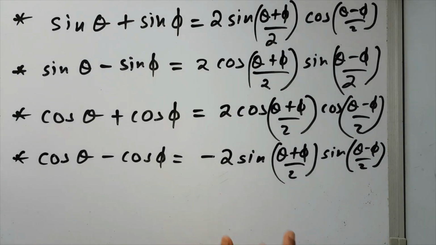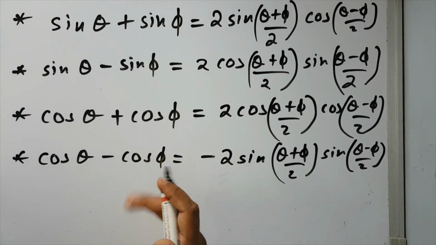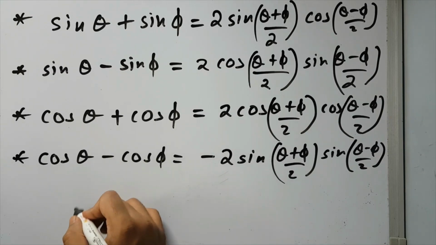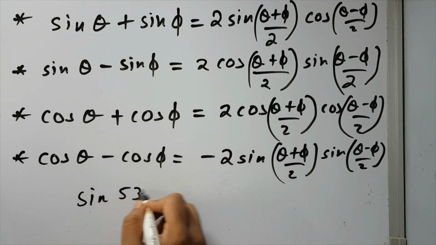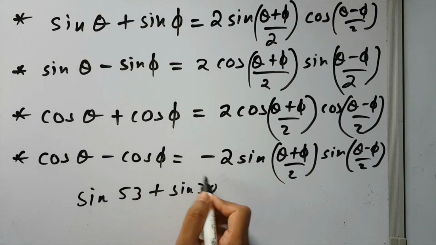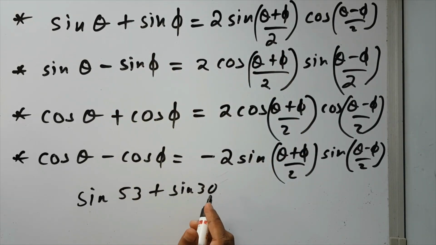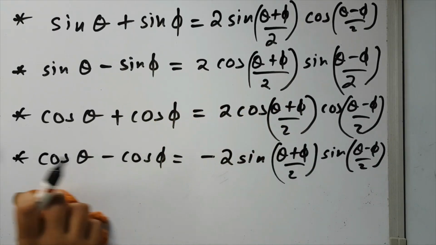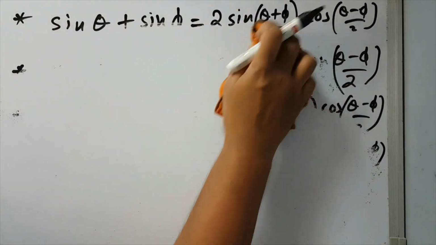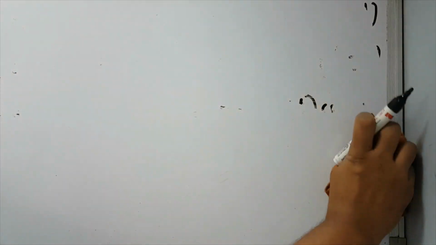Alright, now they have different applications. If you need to calculate something like sine 53 plus sine 30, you could use this formula, or generally if you know the values, then it is fine. If you don't know the values, you could use these formulae to do that. Now the next set would be trigonometric ratios of allied angles.